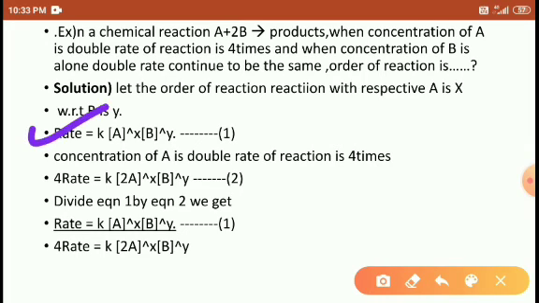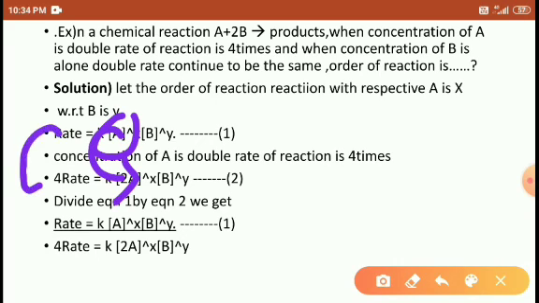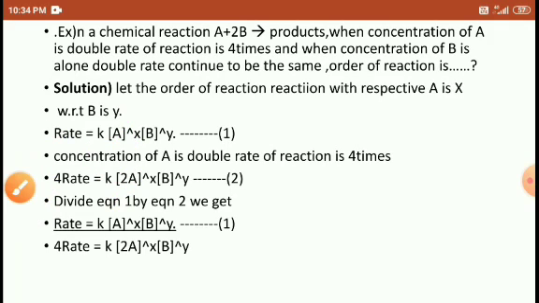So rate is equal to k into the concentration of A to the power x, B to the power y. The concentration of A is doubled, the rate is 4 times. So rate is 4 times means, this is equation 1, when the concentration of A changes to double here, then rate becomes 4 times. Rate increases 4 times. That is considered equation 2.